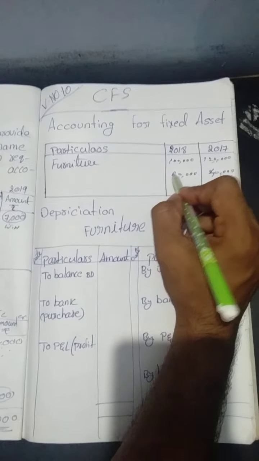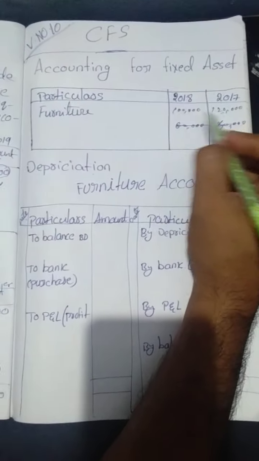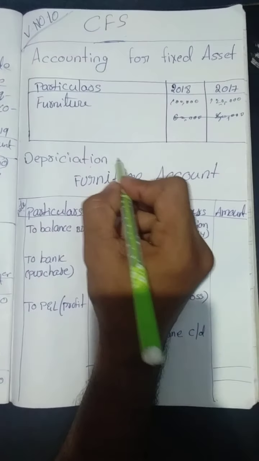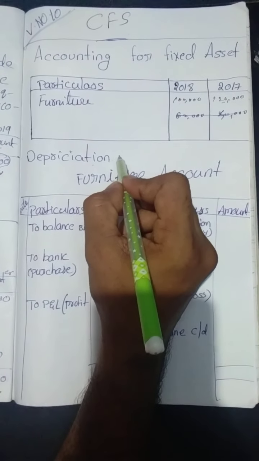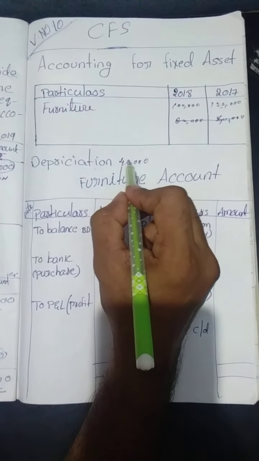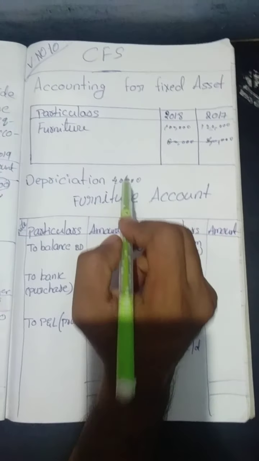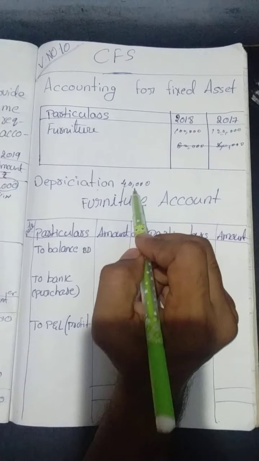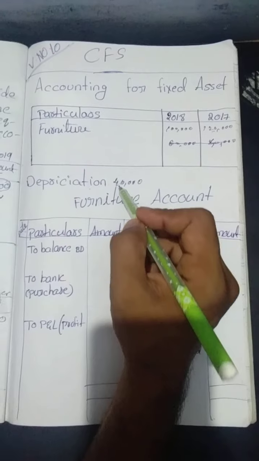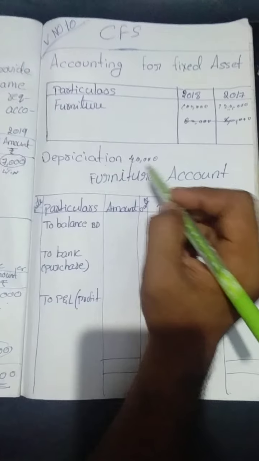But now you can see that no such figure is given, only one figure is given: furniture 1 lakh, and previous year 1,20,000, and here one figure is also given. For example, if 40,000 is the depreciation, that means this depreciation is not reduced from furniture, so we have to reduce it. I think you got this. Last year we learned how to calculate depreciation. If you have some doubt, check last year's video, where depreciation is clearly mentioned.